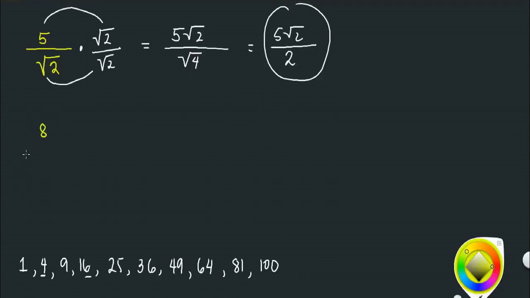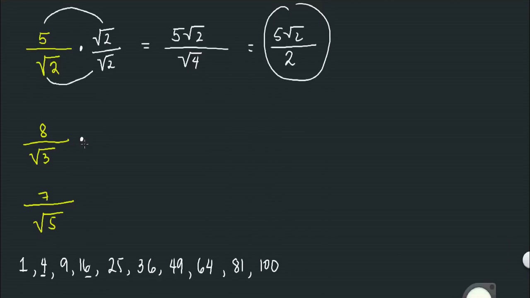Okay. Feel free to pause this video if you want to simplify this expression. So, we have 8 over square root of 3. And then 7 over square root of 5. Okay. So, same din sa first example natin. Okay, so we have square root of 3 over square root of 3. So 8 times square root of 3, that is 8 square root of 3. Square root of 3 times square root of 3.